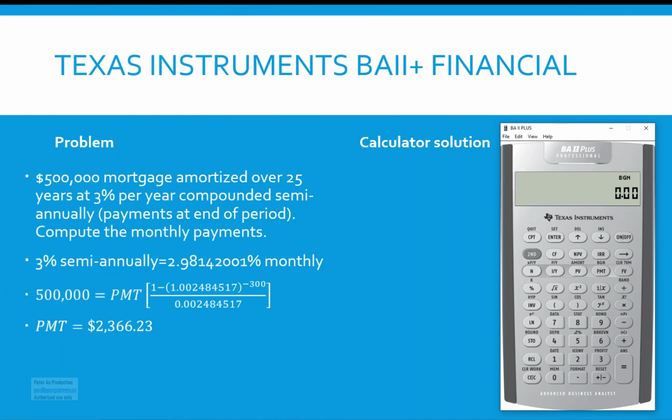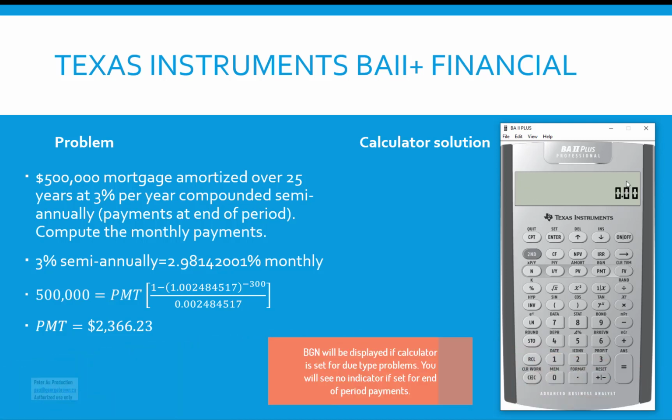A $500,000 mortgage amortized over 25 years at 3% per year compounded semi-annually. The payments are at the end of the period. Compute the monthly payments. Again, we need to change our calculator, this time to end of the month payments. Second function, press begin. Our calculator was previously set to BGN, so now we will reset it to end. Second function, set. We leave by pressing second function, quit. The BGN has disappeared, which indicates the calculator is set for end of the period payments.